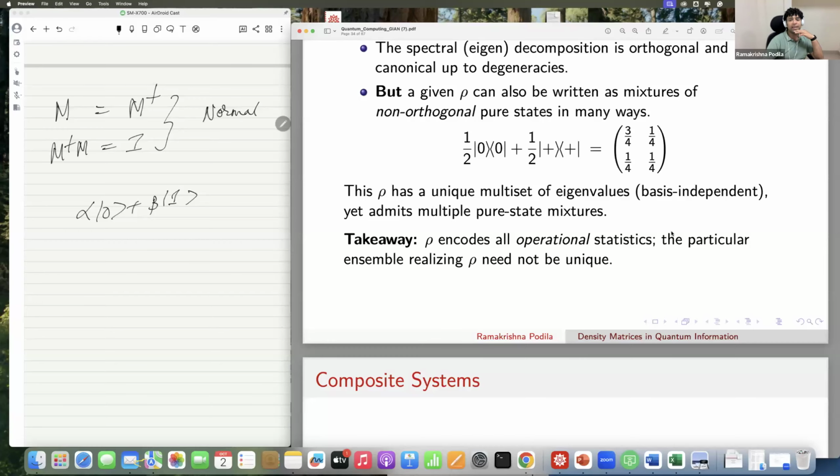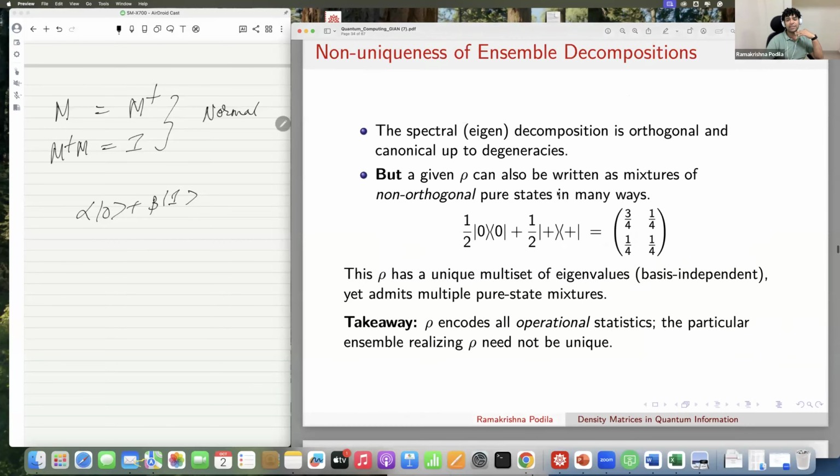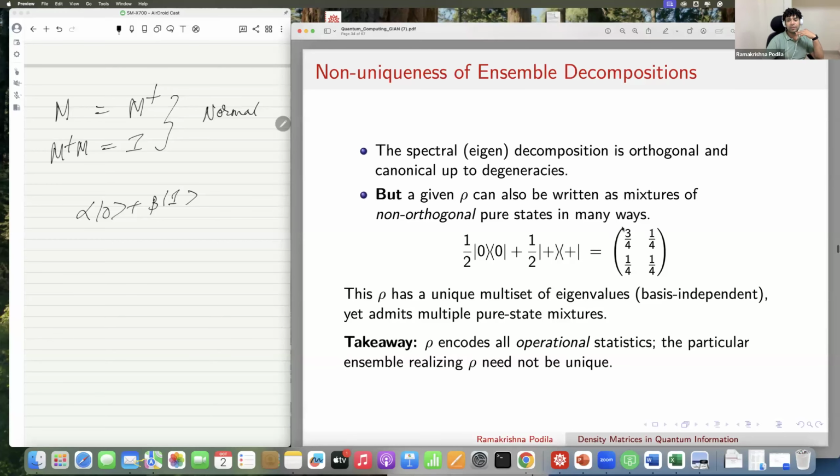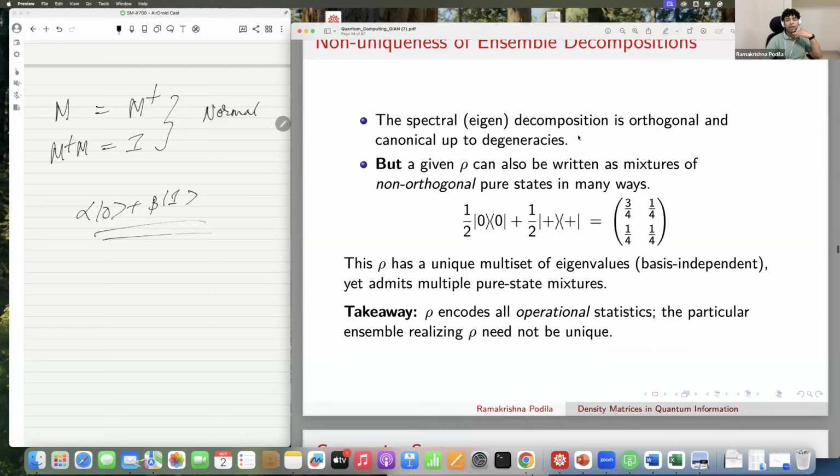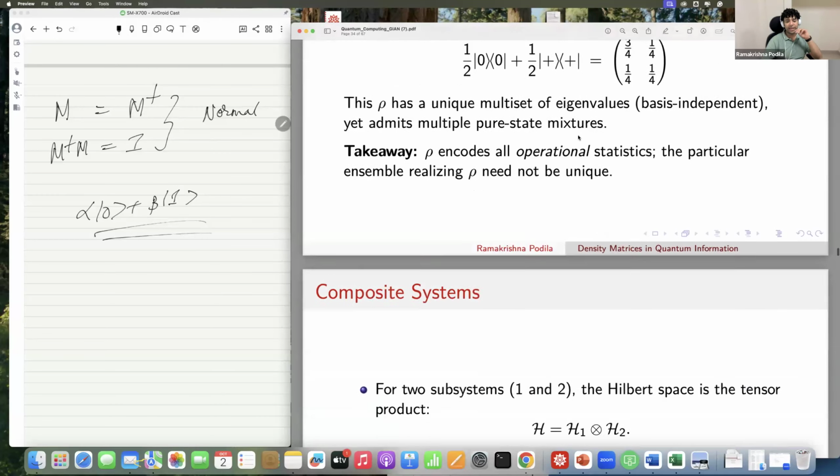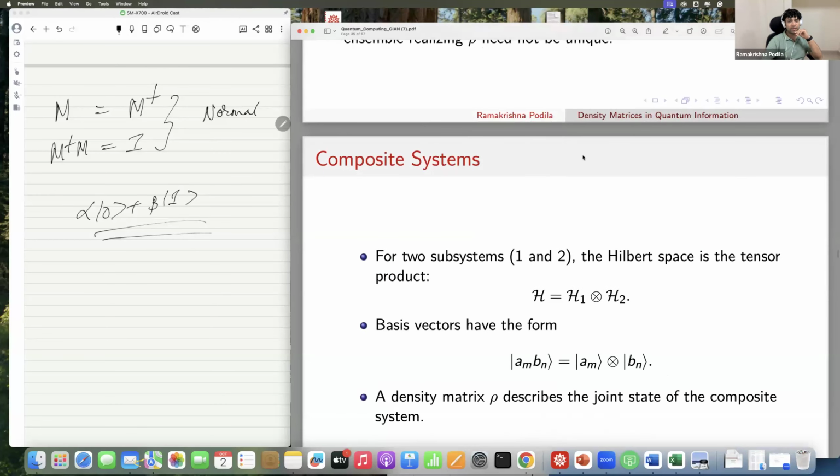But what if I have a system that is described by a mixture state like this, right? That I cannot write in the form of a ket like this. I cannot really express them as kets like this, right? So that's why we want to use these kinds of systems.